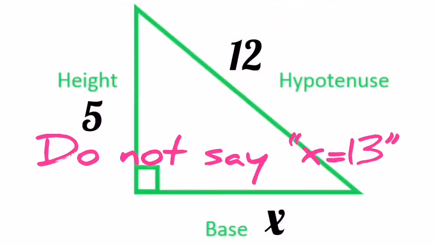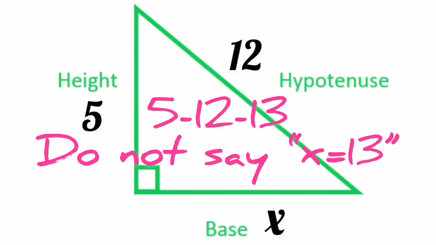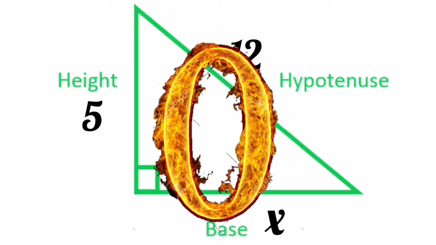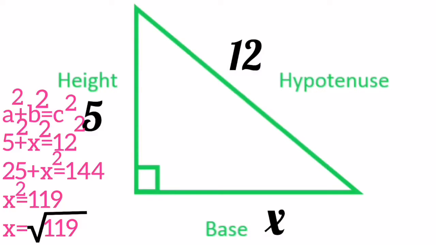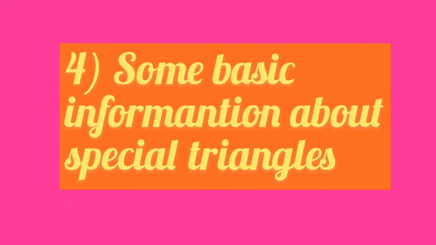Do not say x equals 13 by thinking, oh, this is the 5, 12, and 13 triangle. Well, boom, we would get a zero. In that triangle, 13 is the hypotenuse, but in this one, 12 is the hypotenuse. So you can't just say x equals 13 because those two triangles are not the same. So you just have to apply the Pythagorean theorem, which is a squared plus b squared equals c squared, to find x, which is square root 119.